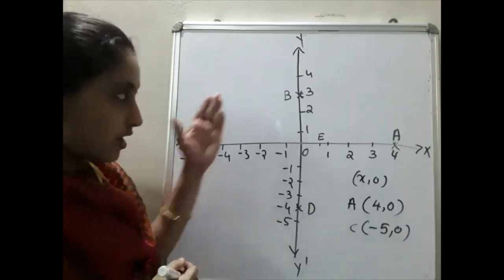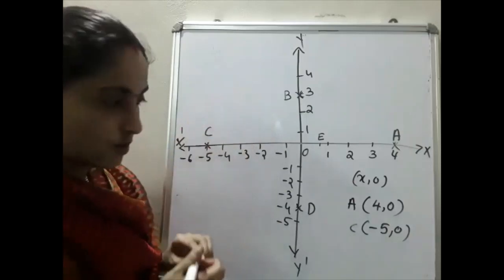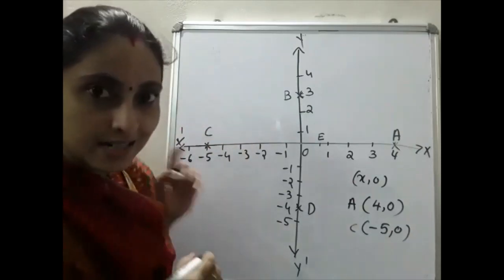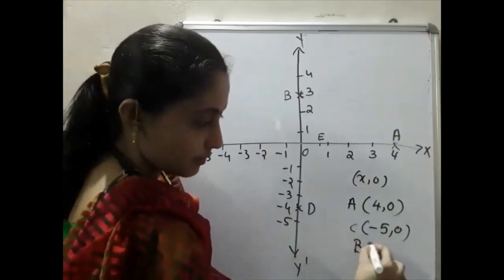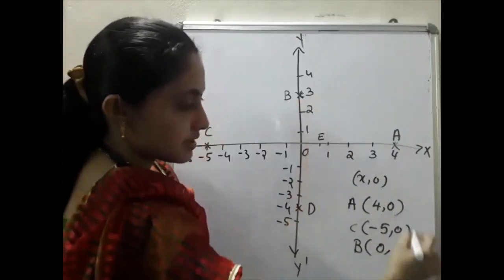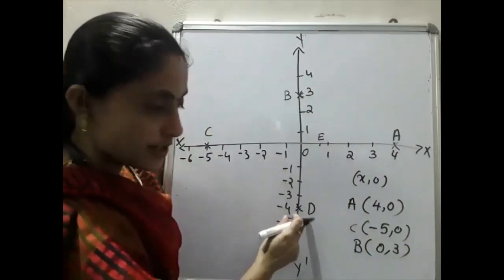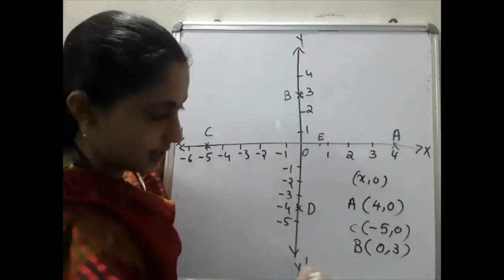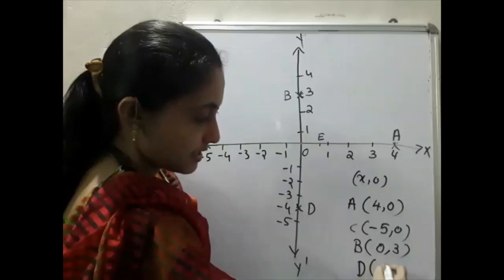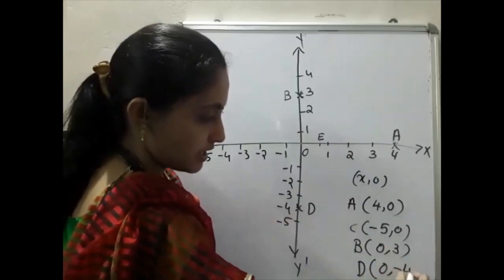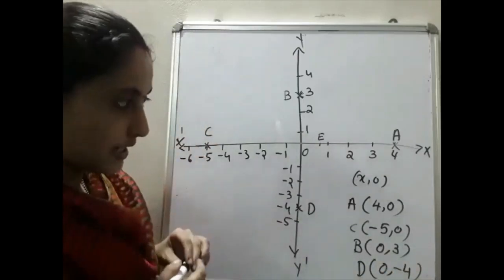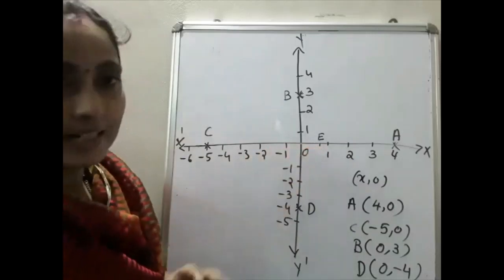Can you say what the point B is? B is a point on which axis? Y axis. So a point on the y axis is of the form (0, y). That is, B is of the form 0, and the second coordinate is 3. So B is (0, 3). The point D is also on the y axis. So D can be written as (0, -4). Hope you are clear on this.